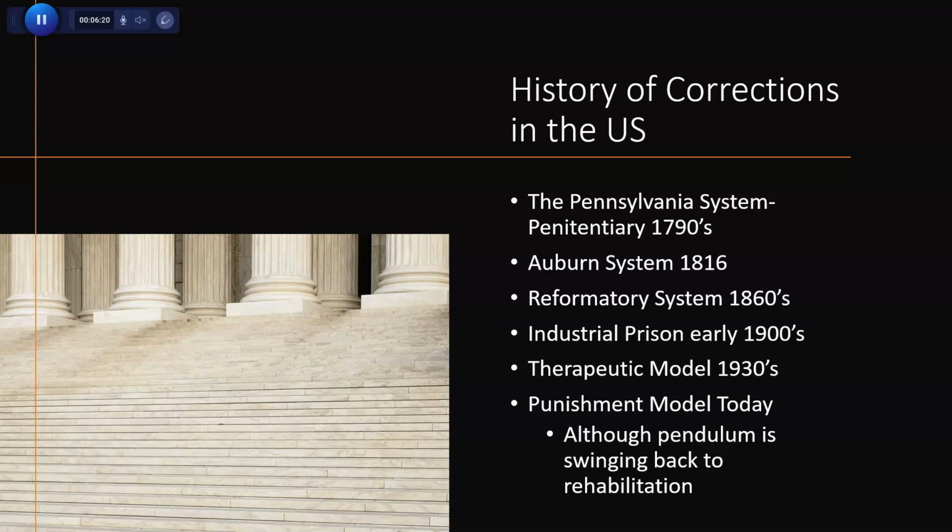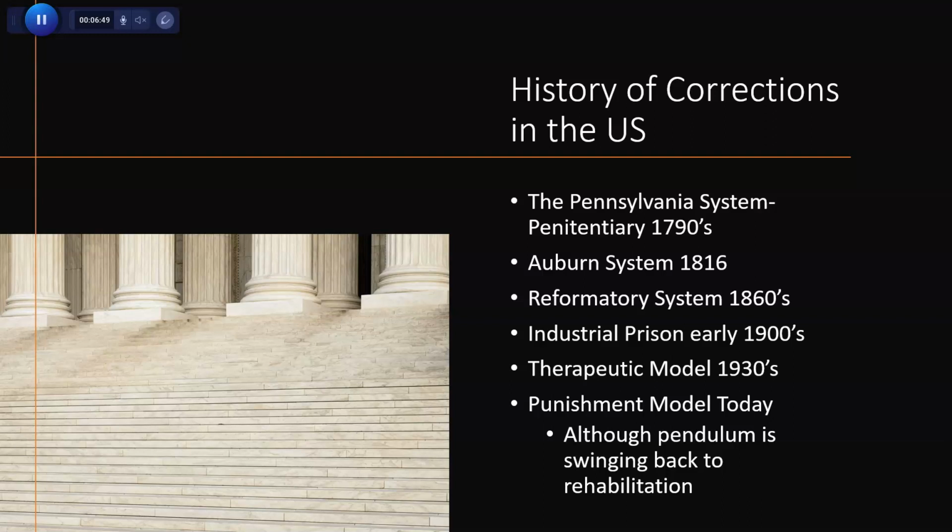Then in the early 1900s, many of our young men in the United States were drafted and sent off to war. So we needed people to do a lot of work, industry work. At that time, that's when the industrial prisons started, when prisoners were being basically enslaved again inside the prison and forced to work, to perform manual labor.